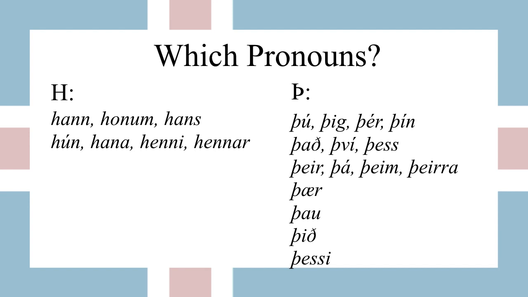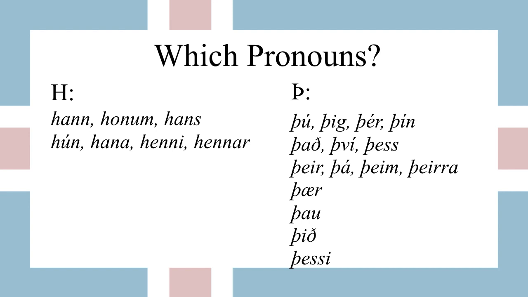We have þeir, þá, þeim, and þeirra, which are they and them, as well as þær and þau, which are the feminine and neuter forms. We also have þið, which is you all. And then finally we have þessi, which means this, and all of its different forms.